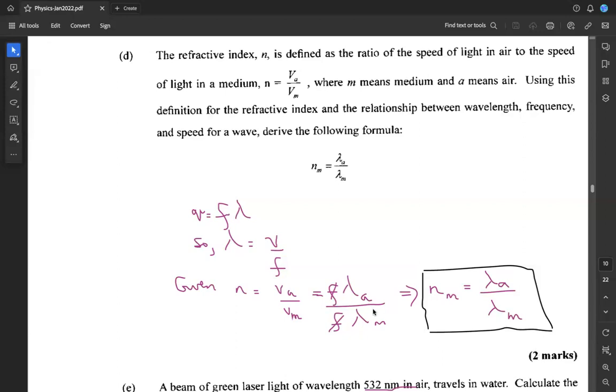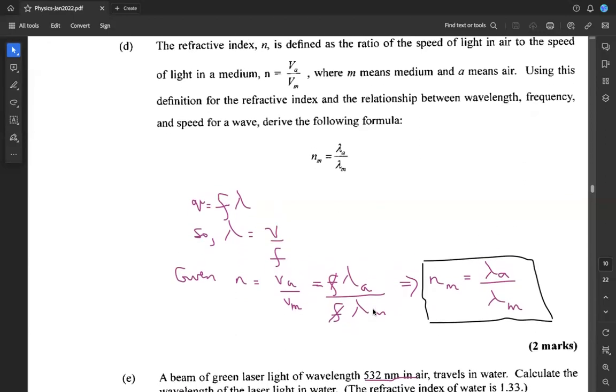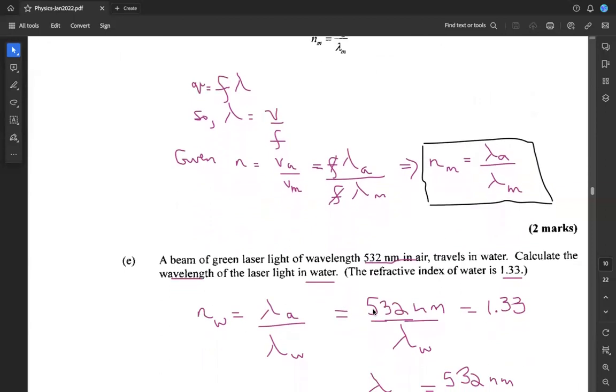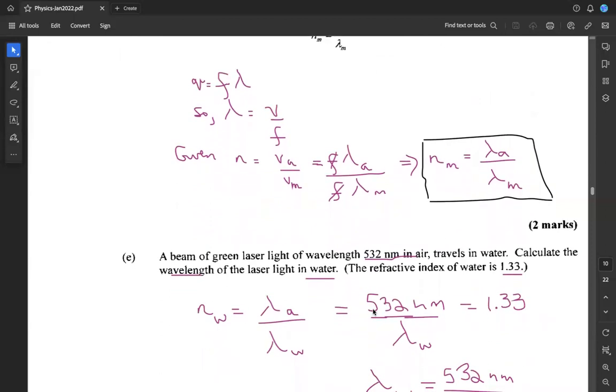And so moving right along to part E. Part E is telling us now about a beam of green laser light that has a wavelength of 532 nanometers in air, right?